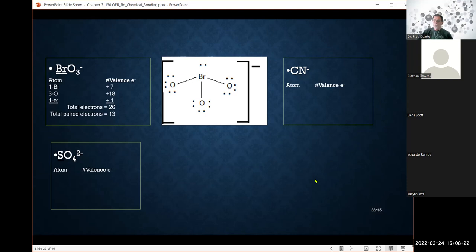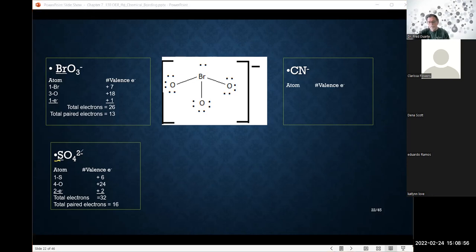Now, the next one, SO4 negative 2, that's a sulfate ion. If you look at the polyatomic ion table, you'll find that SO4 negative 2 charge is called the sulfate ion. Sulfur brings in 6, oxygen total 24. Okay, there's 4 oxygens here. And then a negative 2 we add because of the negative charge of the ion. So that gives us a grand total of 32 electrons, okay, or 16 pair.